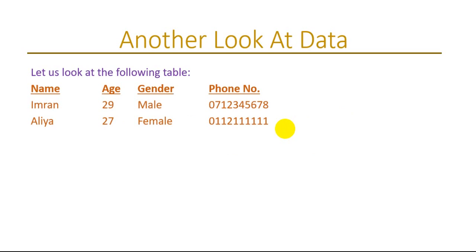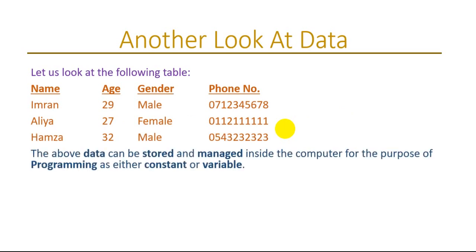It's another person and three people. So we'll just take these three people, and these data, that is Imran, Alia, Hamza, and the age 29, 27, 32, and the gender male, female, male, and the phone number 071234567 and 0112 ones, and then 0543232323. All these things can be kept in the computer system, either as constants or variables. Okay, we can keep them in the variables.